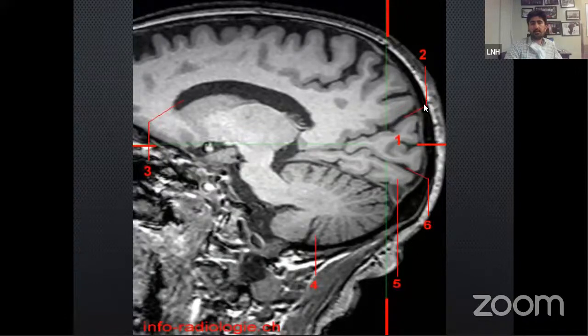This is the parieto-occipital sulcus, and this is the calcarine fissure. The calcarine fissure is joined at its middle half by the parieto-occipital sulcus. The parieto-occipital sulcus separates the occipital lobe from the parietal lobe, and the calcarine fissure divides the medial surface into the cuneus and the lingual gyrus.